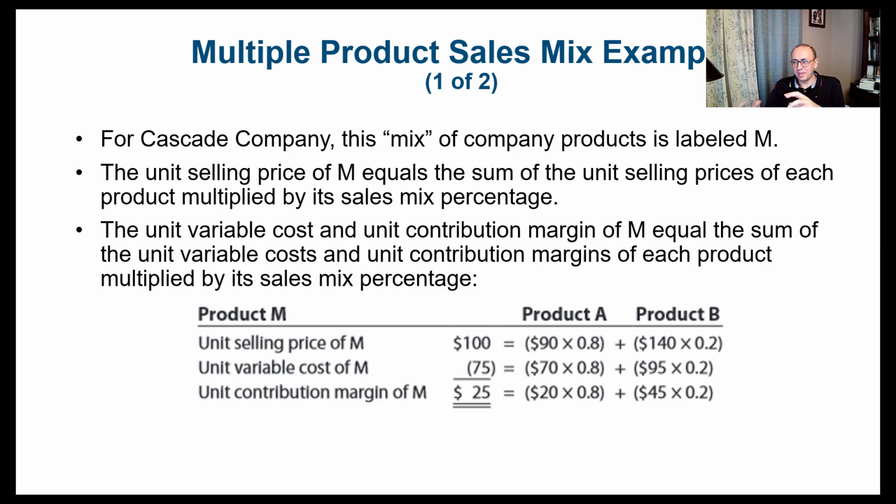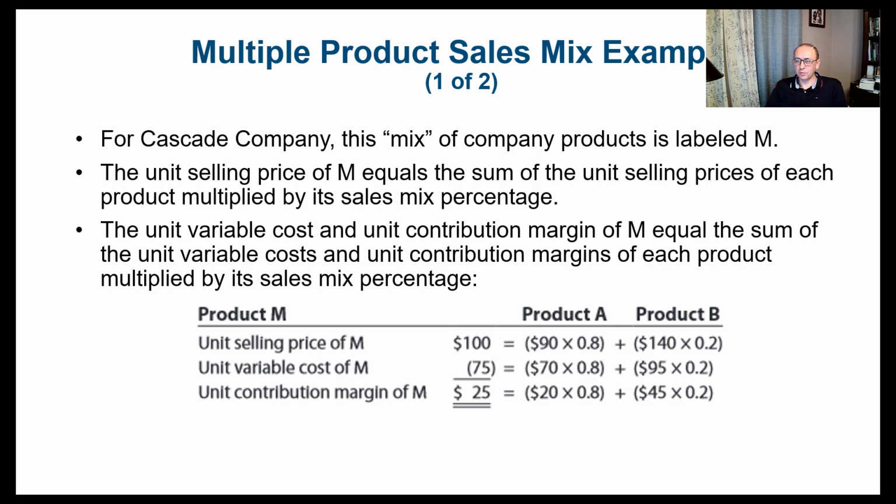So let's assume the 80-20% mix, we call it the M mix, or product M, where we combine the products together under the name of a new product. The unit selling price of M equals the sum of the unit selling price of each product multiplied by its sales mix percentage. The unit variable cost and unit contribution margin of M equal the sum of the unit variable cost and unit contribution margins of each product multiplied by its sales mix percentage.